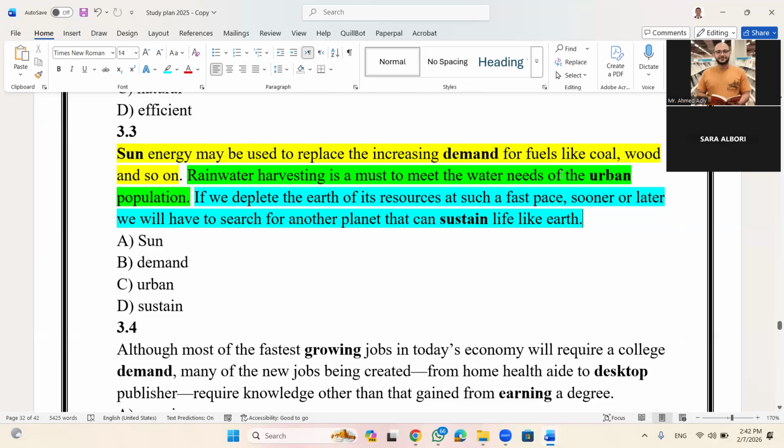The problem here is so easy, by the way. What do we call the energy that we get from the sun? Solar energy, not sun energy. Okay. Number four.